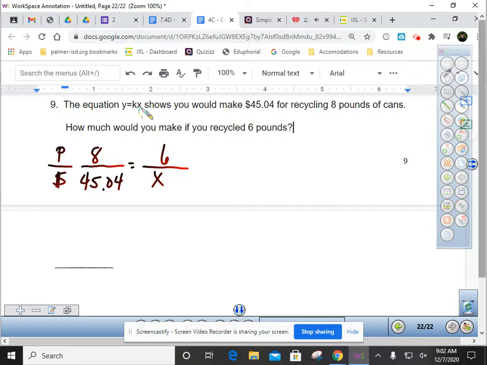This, in my opinion, is harder because you have to know which of these numbers goes where. It doesn't tell you this one's the y, but I know because I'm the math teacher, but you may not. So if I use this, I know that this is 45.04, and then the constant is what I don't know, 8 pounds. So then I would divide both sides by 8. You with me? And so my constant would be $5.63.